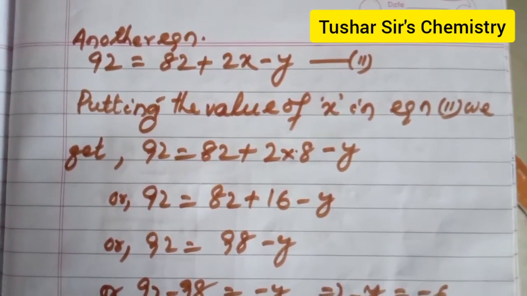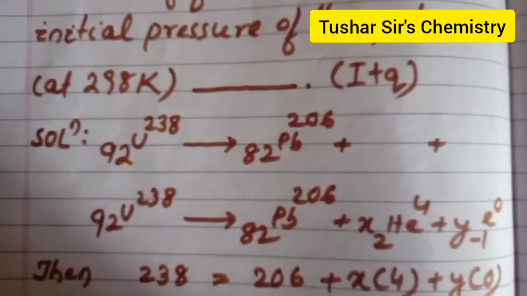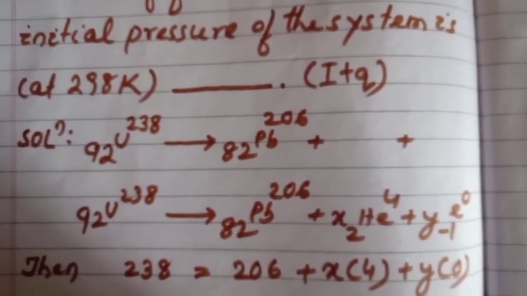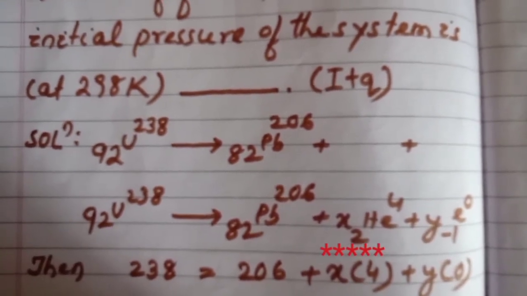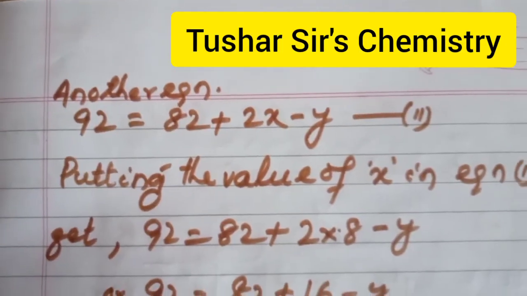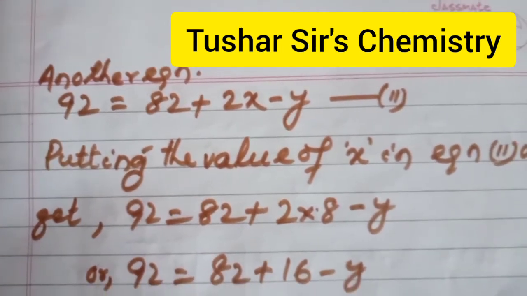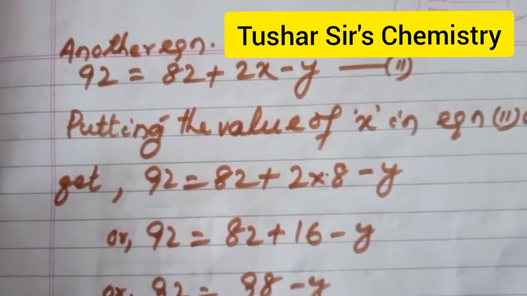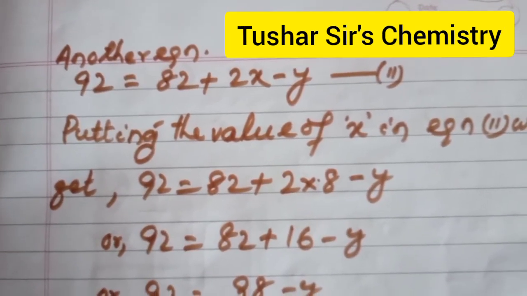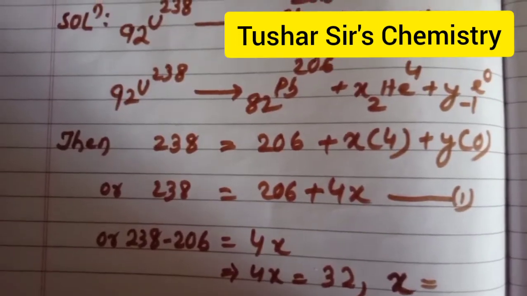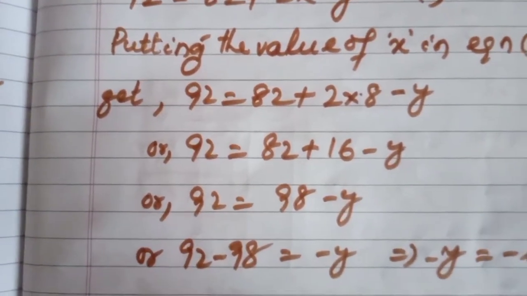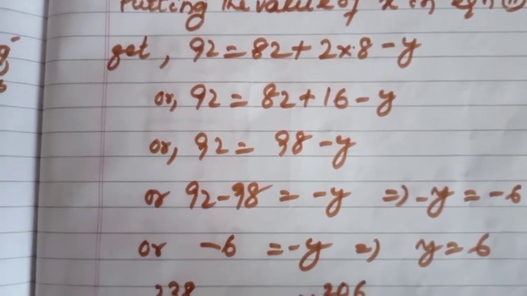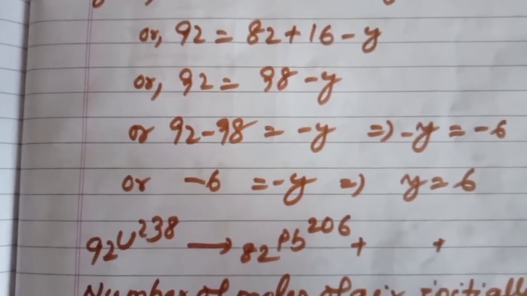Now 92 is equal to 82 plus 2X minus Y. You see, 92 is the atomic number of uranium, 82 is the atomic number of lead, 2 is the atomic number of alpha and the charge on a beta particle is -1. Putting the value of X in equation 2, we get 92 is equal to 82 plus 2 into 8 minus Y. Here X is found to be 8 in equation 1. Then Y is found to be 6. So 8 alpha and 6 beta particles are emitted in the decay process.